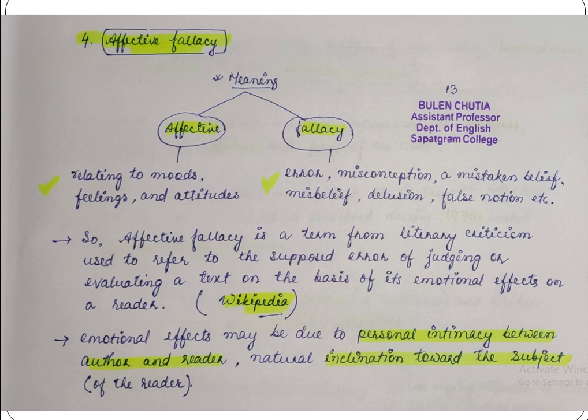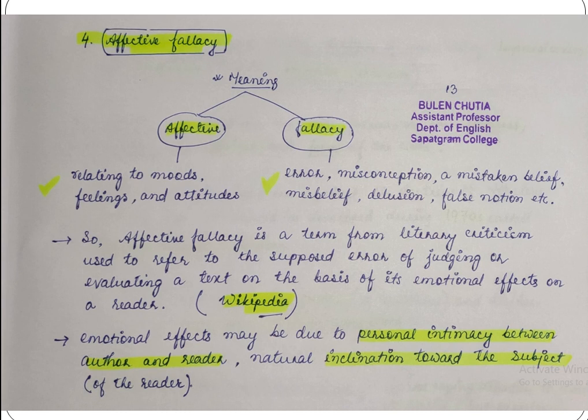So, affective fallacy is a term from literary criticism, used to refer to the supposed error of judging or evaluating a text on the basis of its emotional effects on a reader. As we have already discussed, affective is relating to moods and feelings, and fallacy is error or misconception. Here also, in Wikipedia, it is written that it is a kind of error of judging or evaluating a text on the basis of the emotional effect on a reader.